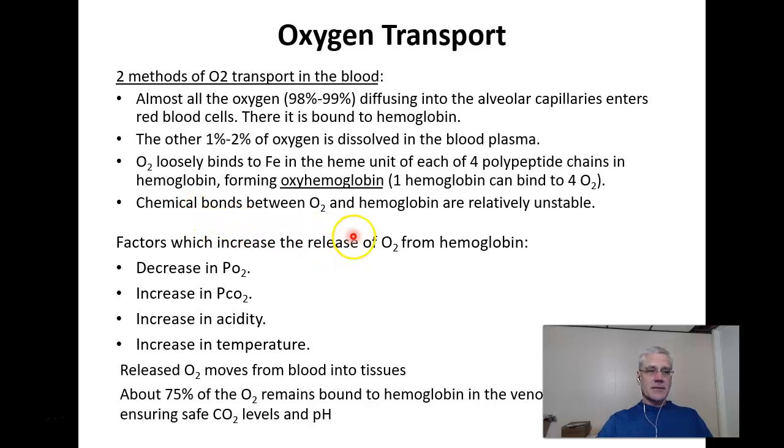Right, and this is true. The chemical bonds between oxygen and hemoglobin are relatively unstable. And at first you think, wait a minute, unstable? But you want them to be unstable. You don't want hemoglobin to love oxygen and hang on to it forever.